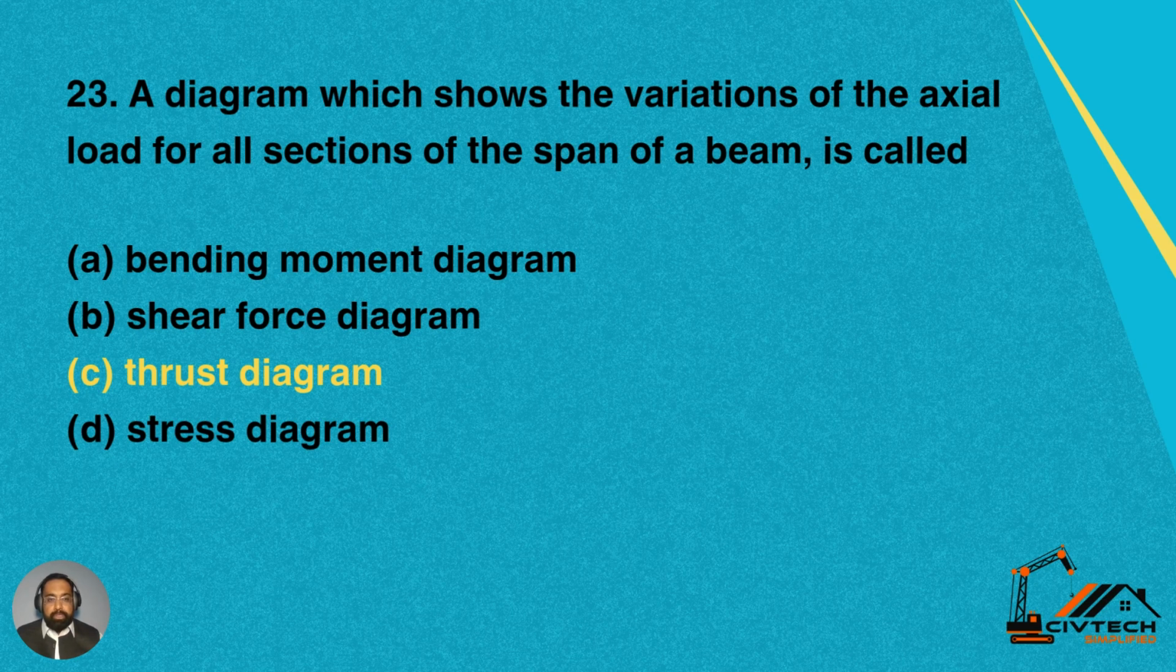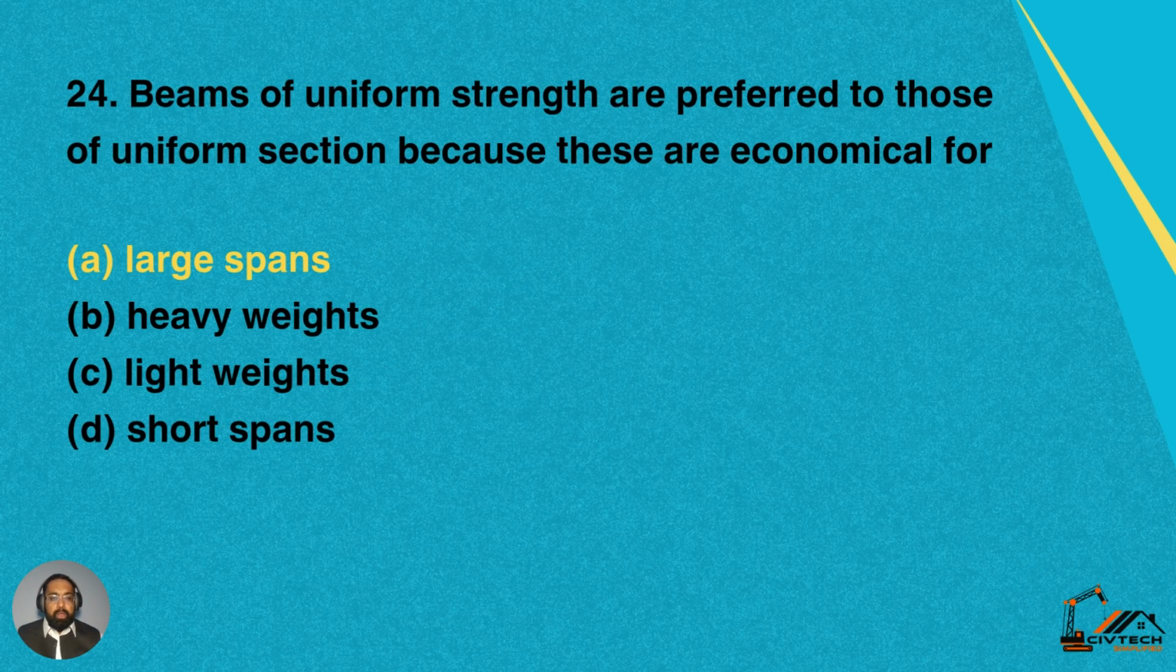Question 23. A diagram which shows the variations of axial load for all sections of the span of the beam is called: what is the diagram called which shows the variations of the axial load at all sections of the beam? Option A, bending moment diagram. Option B, shear force diagram. Option C, thrust diagram. Option D, stress diagram. So C is the correct option. The diagram which shows the variations of the axial load for all sections of the span of a beam is called a thrust diagram. C is the correct option for this question.